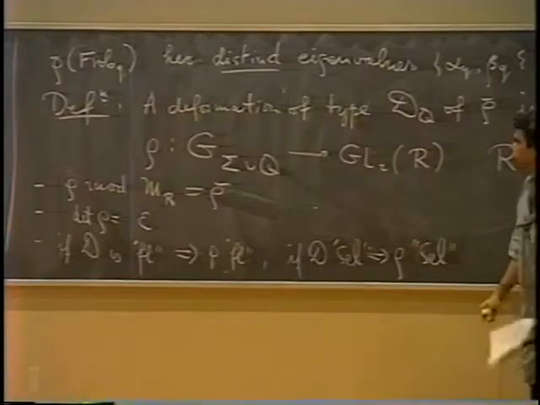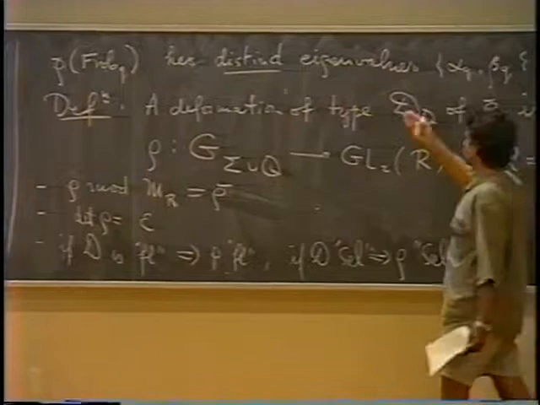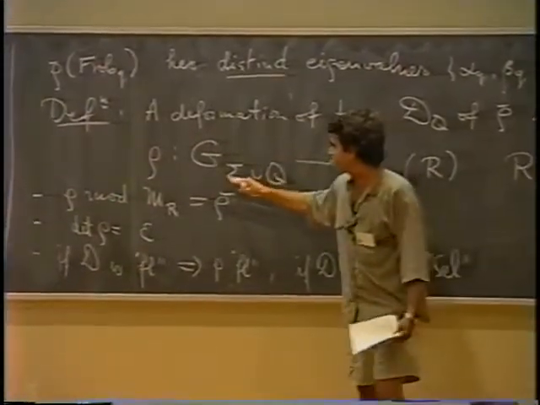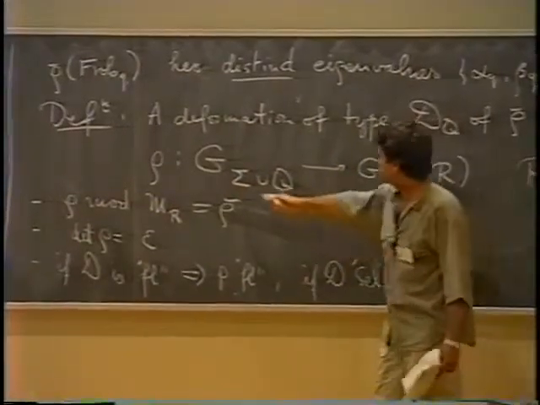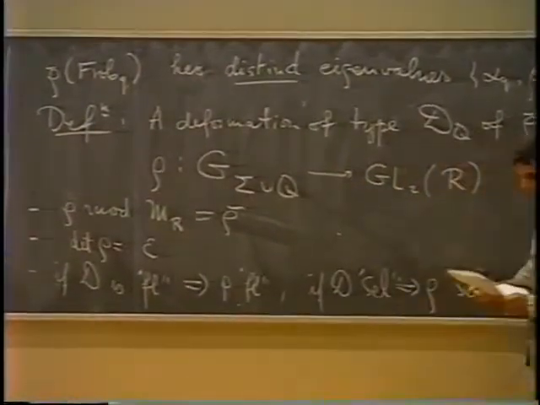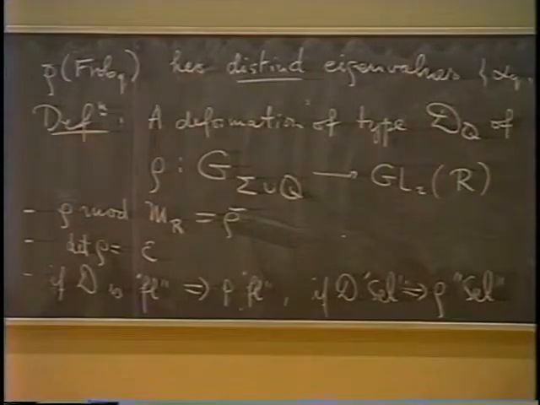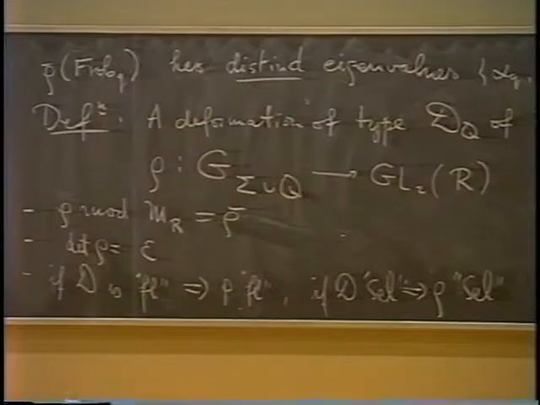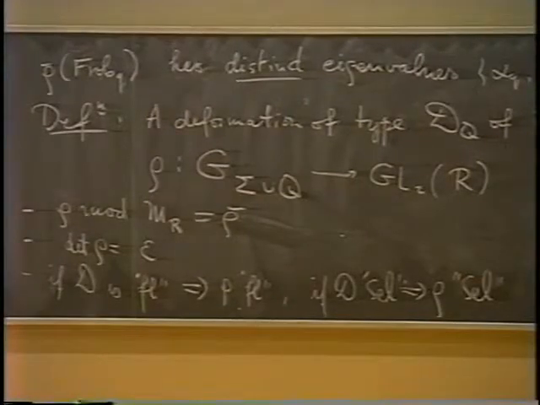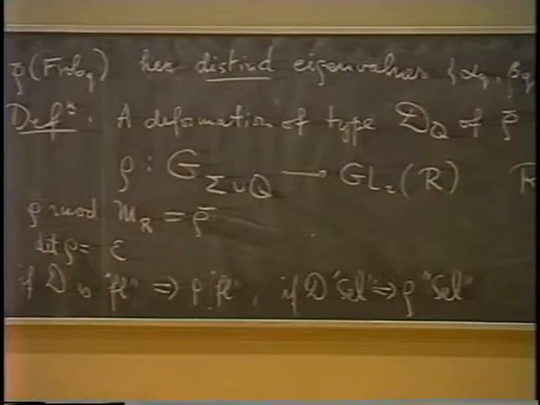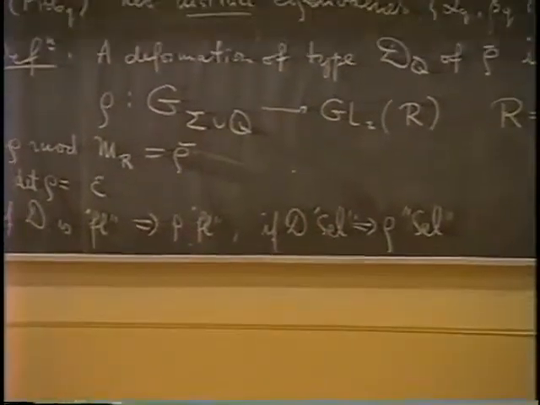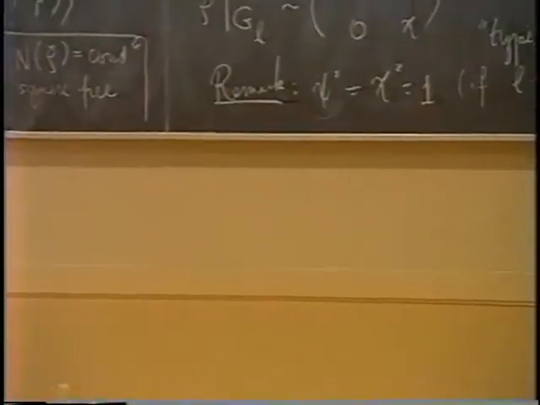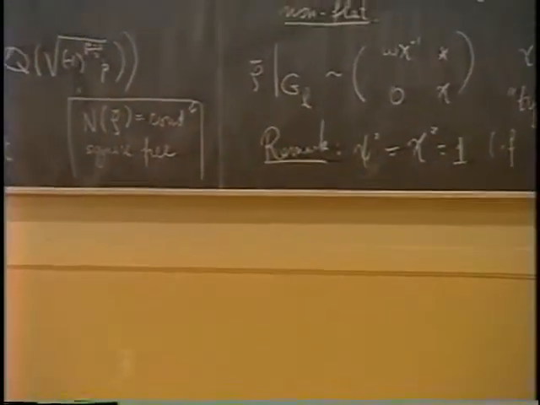So here are some remarks. First of all, this is going to be a minimal deformation type when Q is empty. Okay, it's not allowed to ramify outside sigma if Q is empty. And the next thing I want to tell you is what happens at the primes Q, those primes that are so far arbitrary.